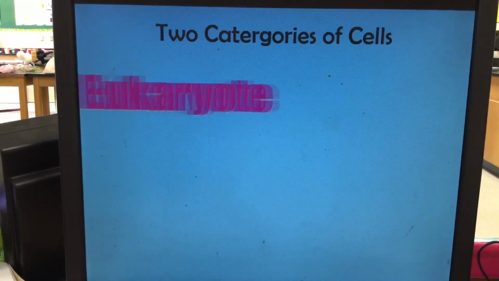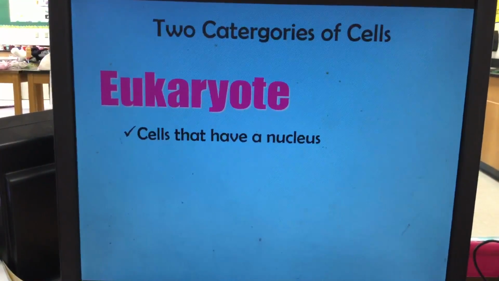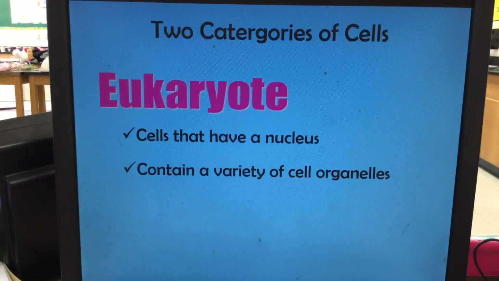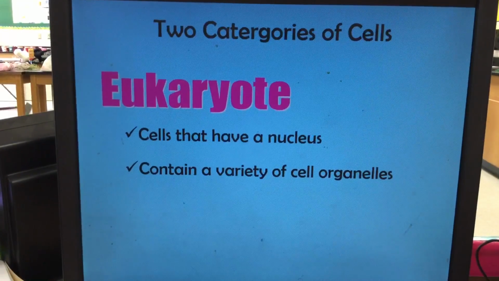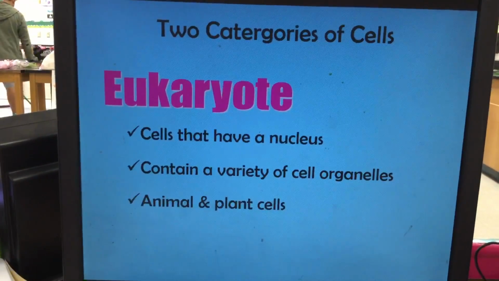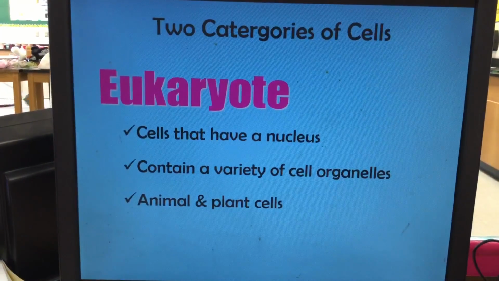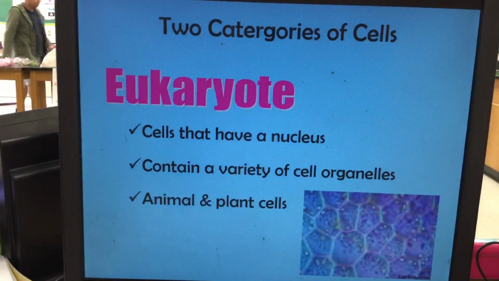Eukaryote is the other category of cell. It has a nucleus and organelles, which you're going to learn about all the different types of organelles. 2 examples, animal and plant cells.